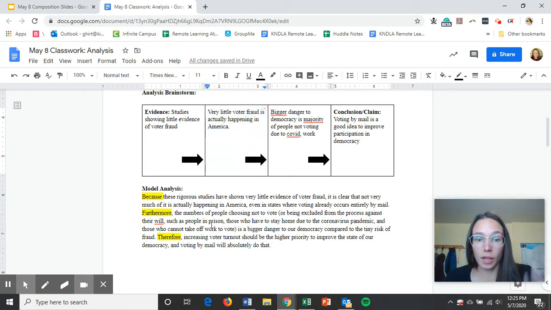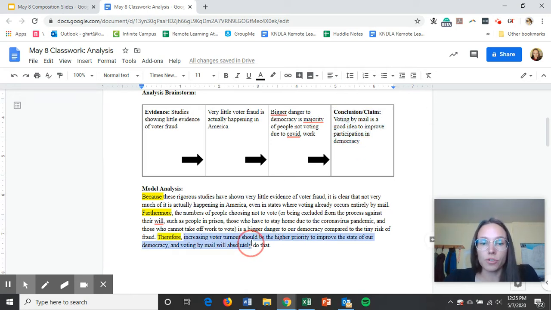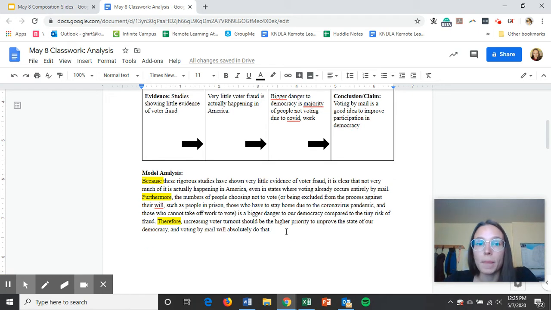Furthermore, so I'm adding on, the numbers of people choosing not to vote or being excluded from the process for these various reasons is a bigger danger to our democracy compared to the tiny risk of fraud. Therefore, so then this is where I am tying it all back to my assertion, right? Coming back to this conclusion or claim. Therefore, increasing voter turnout should be the higher priority to improve the state of our democracy, and voting by mail will absolutely do that. So I'm bringing it back again to my larger claim. We should vote by mail. Okay, so that is the model.